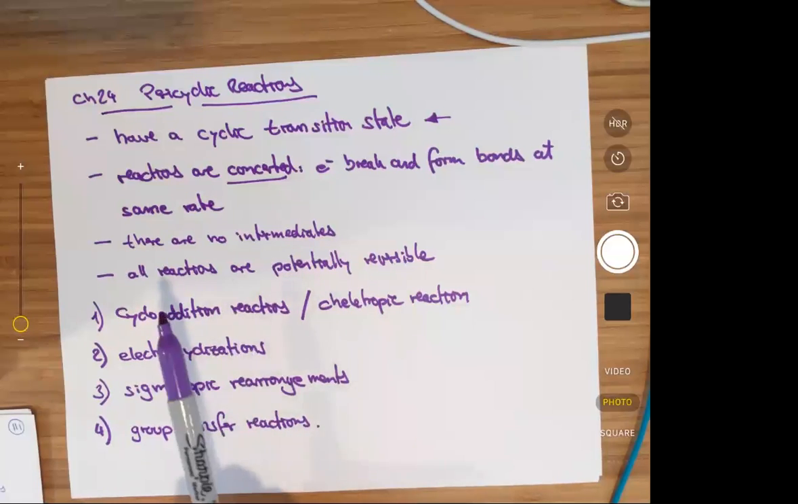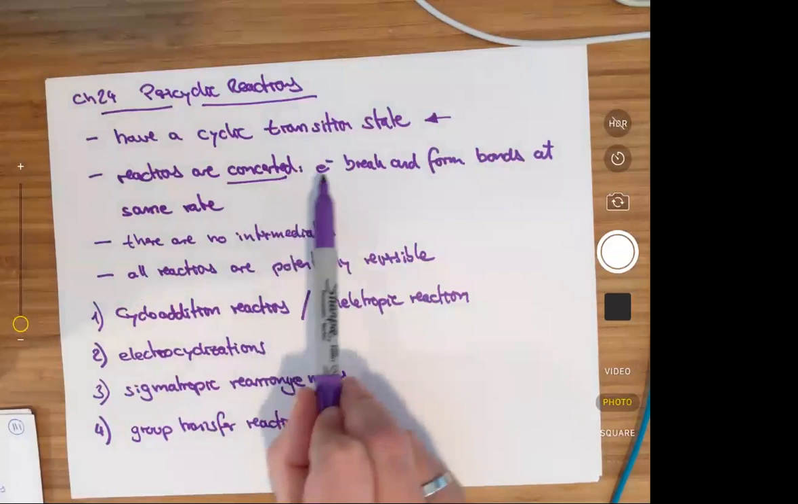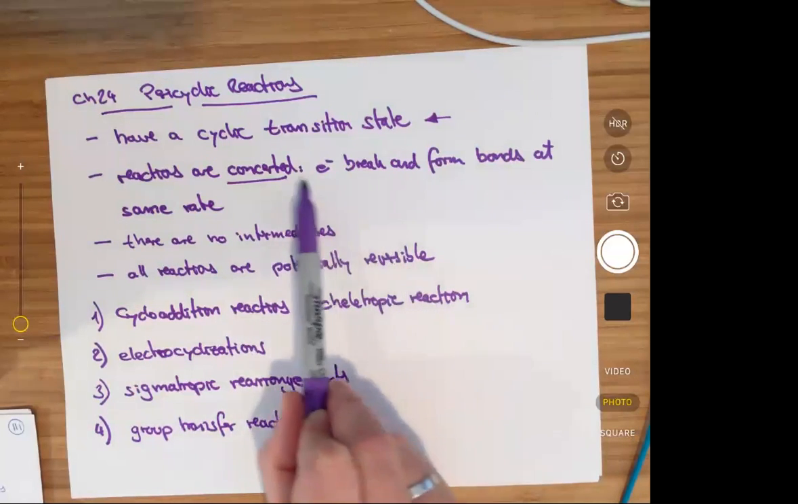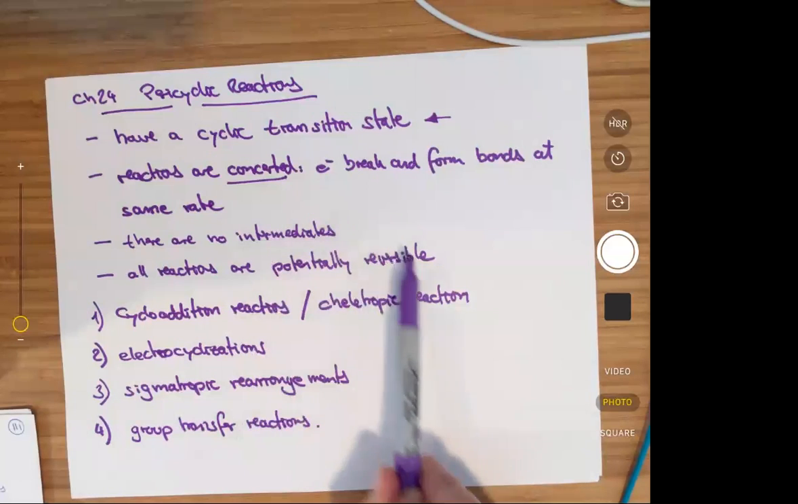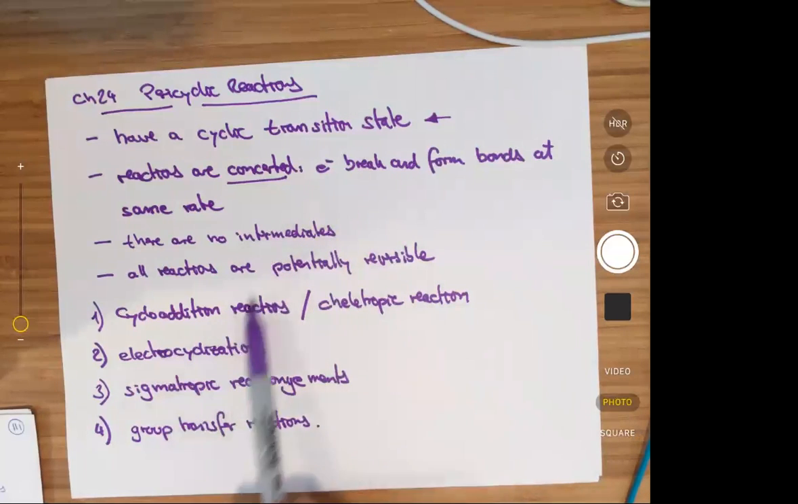So whether you go from the starting material up to the product or the other way around, that's basically the same mechanism, the same transition state, essentially the same pericyclic reaction.